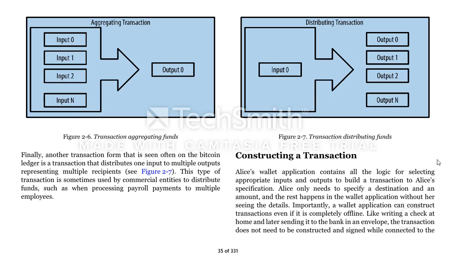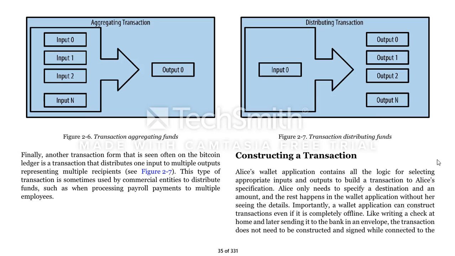Transaction aggregating funds. Finally, another transaction form that is seen often on the Bitcoin ledger is a transaction that distributes one input to multiple outputs representing multiple recipients. See Figure 2-7. This type of transaction is sometimes used by commercial entities to distribute funds, such as when processing payroll payments to multiple employees. Figure 2-7.